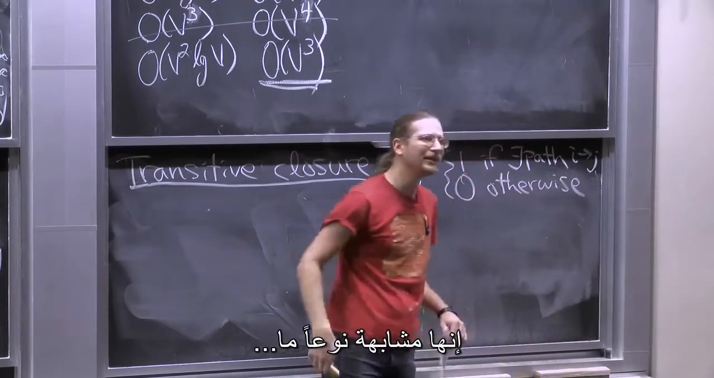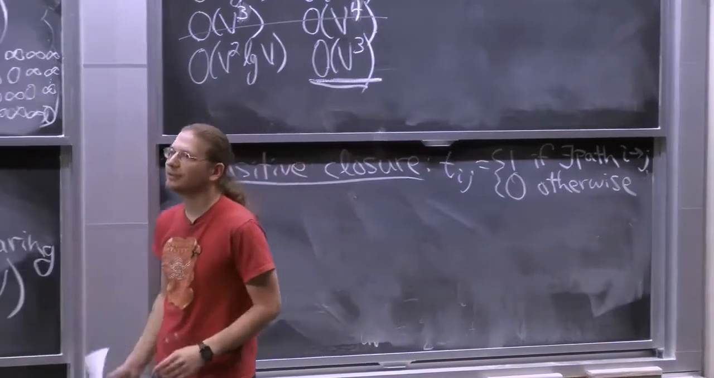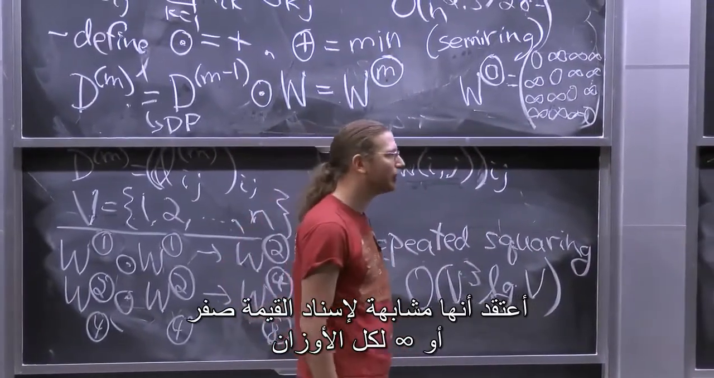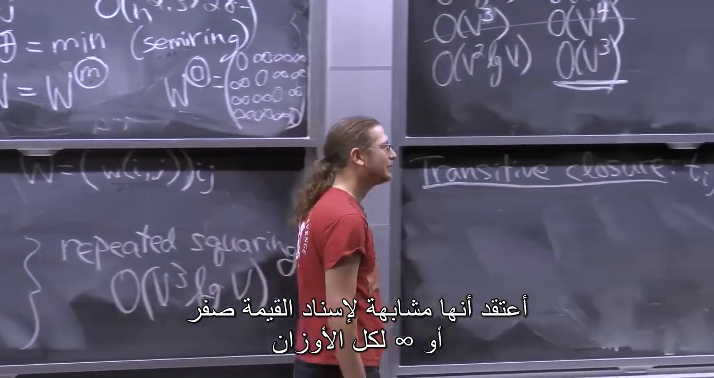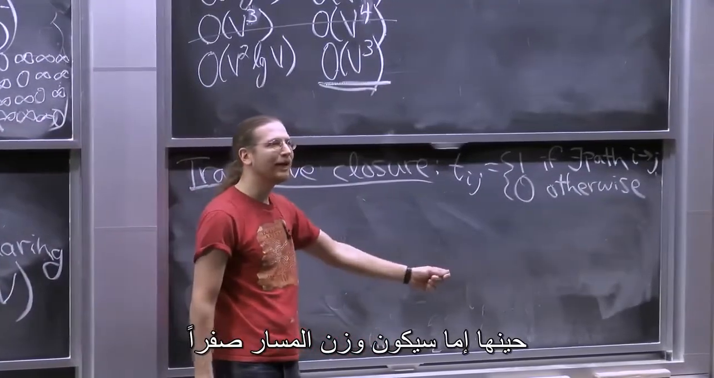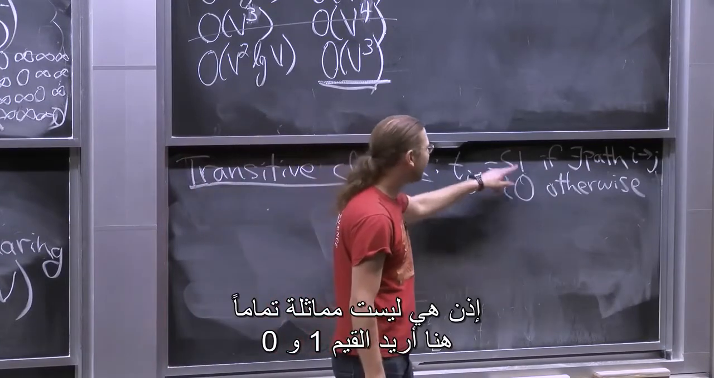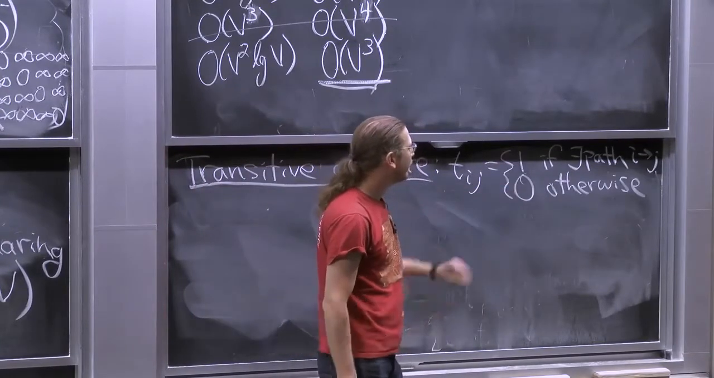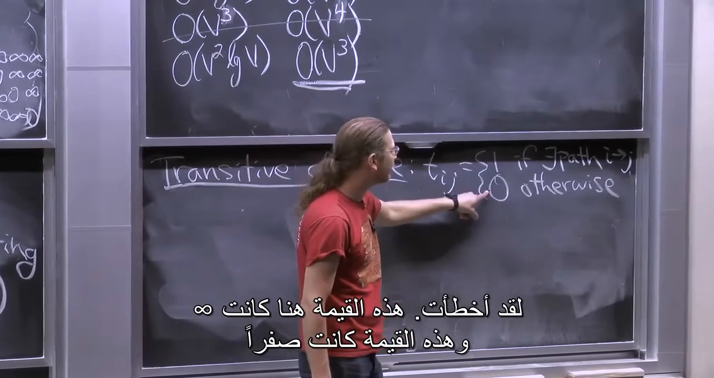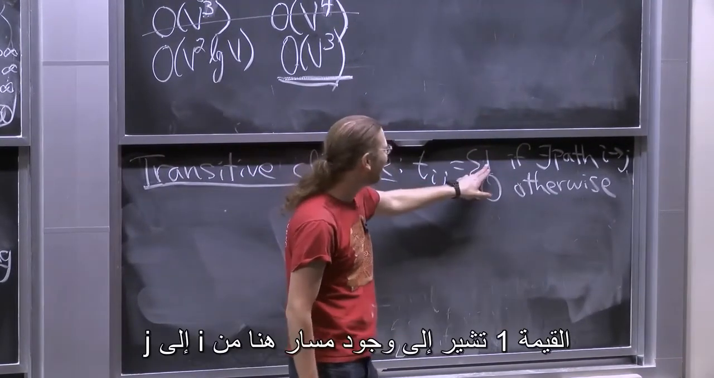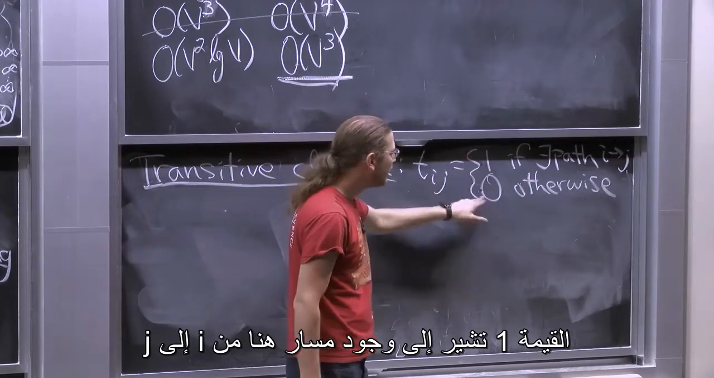Okay, this is kind of like, I guess it's kind of like if you set all the weights to 0 or infinity, then either there's going to be a 0-way path or there's no path, meaning there's an infinite-way path. So it's not quite the same. Here I want 1 and 0. I've flipped. It used to be this was infinity and this was 0, but this is 1, saying there is a path from i to j, 0 otherwise.